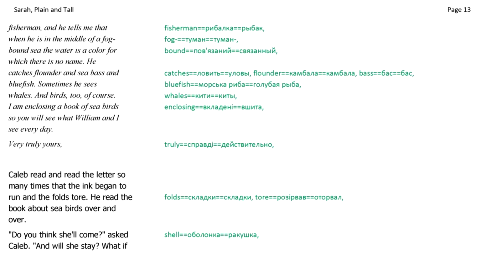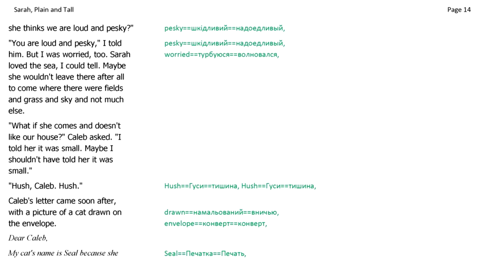Caleb read and read the letter so many times that the ink began to run and the folds tore. He read the book about seabirds over and over. Do you think she'll come? asked Caleb. And will she stay? What if she thinks we're loud and pesky? You are loud and pesky, I told him. But I was worried too.